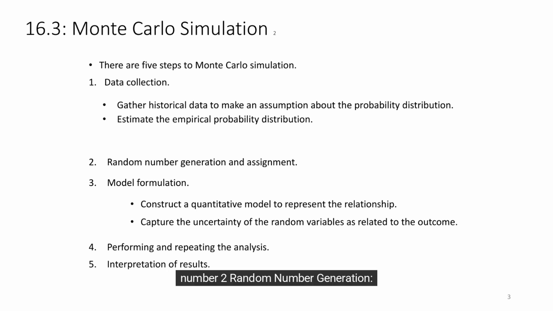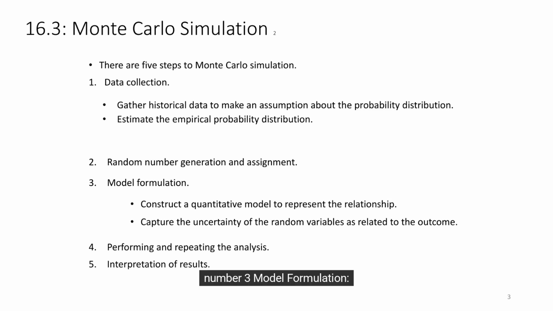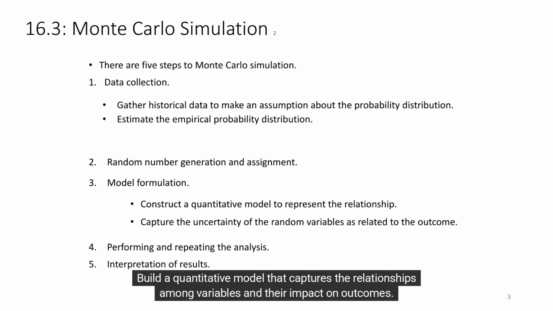Number 2, random number generation. Use random numbers to simulate values based on the probability distribution. Number 3, model formulation. Build a quantitative model that captures the relationships among variables and their impact on outcomes.